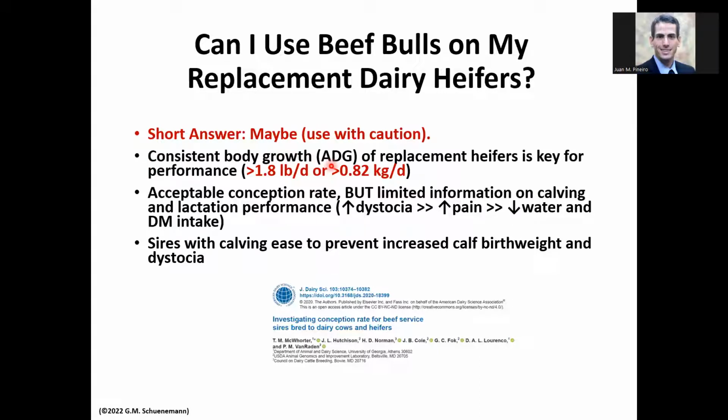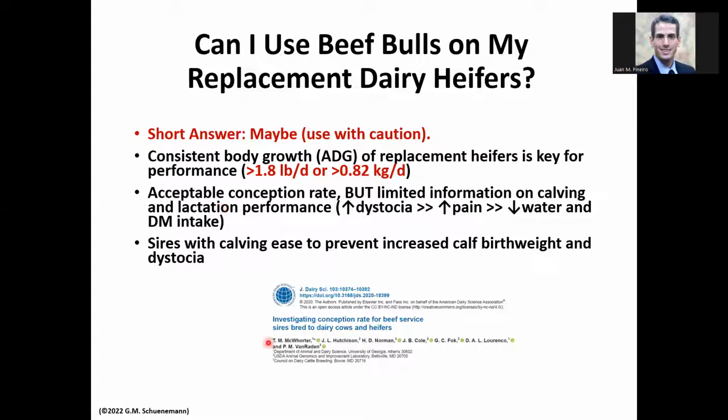Average daily gain for replacement heifers is absolutely important for performance, right? You have to be greater than 1.8 pounds a day, or greater than 0.8 kilos a day, whatever the measure is. This is absolutely important to be able to use it. If you are in doubt that the heifers are growing well, you better stay away from using some of the beef sires.